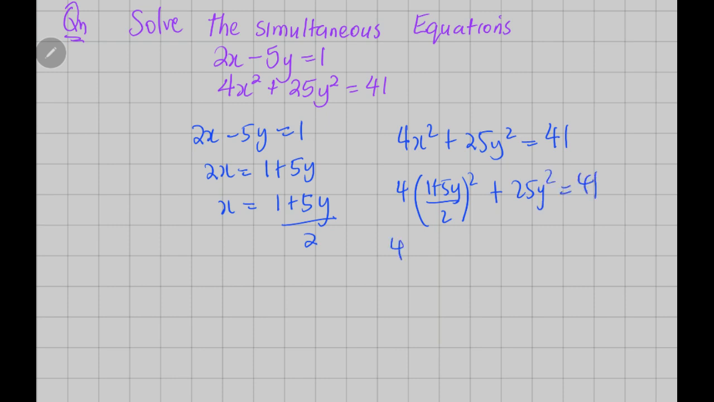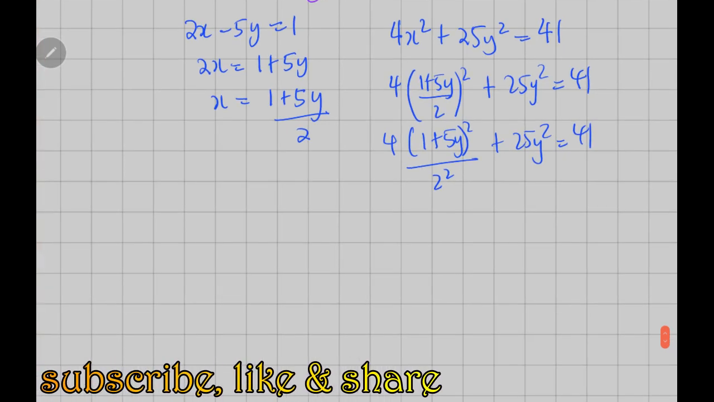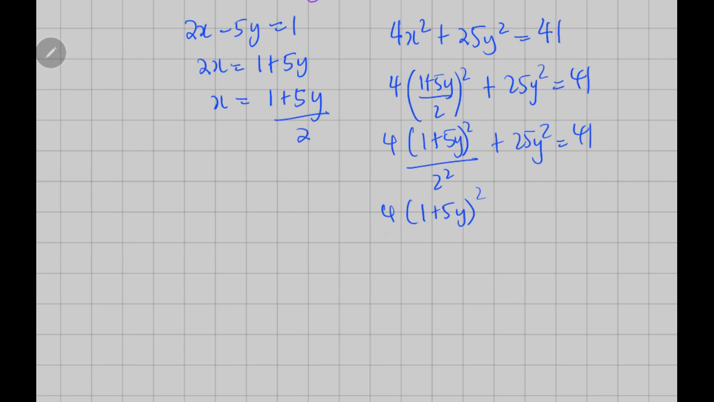So 4 times (1 plus 5y) squared over 2 squared, plus 25y squared is equal to 41. And we know that 2 squared is 4, so this 4 and 4 cancel each other. And we are left with (1 plus 5y) squared plus 25y squared is equal to 41.